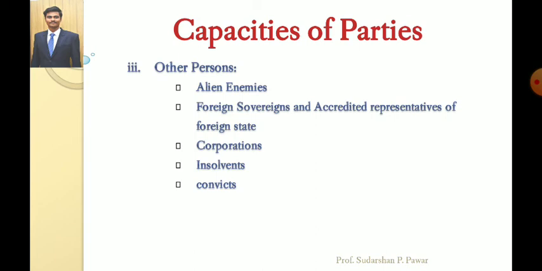The last point is convicts. A convict, while undergoing imprisonment, is incapable of entering into a contract, but he can enter into a contract while on parole and after the expiry of the sentence.